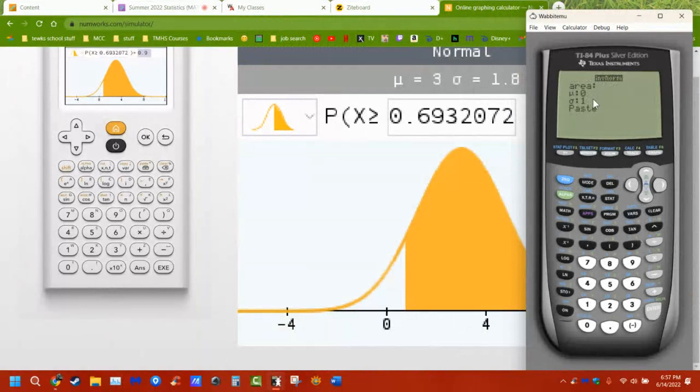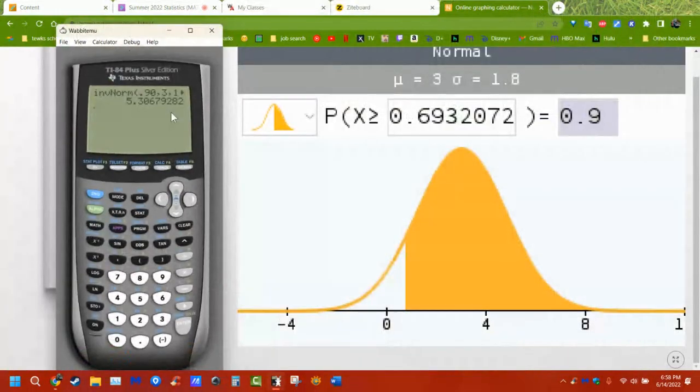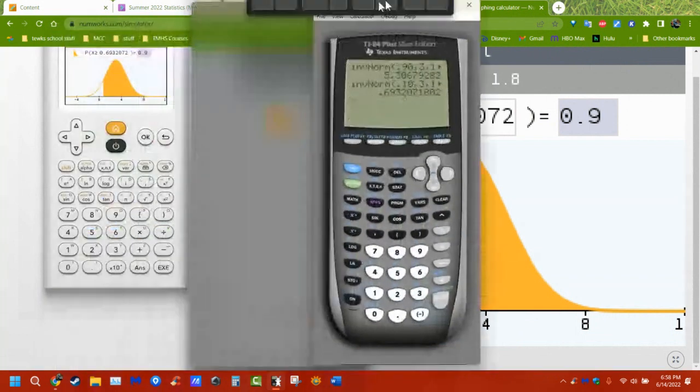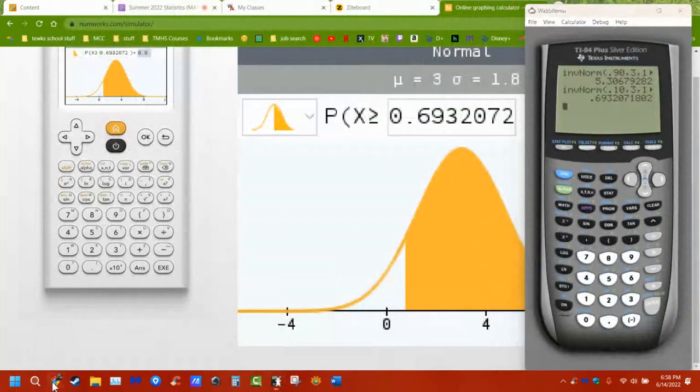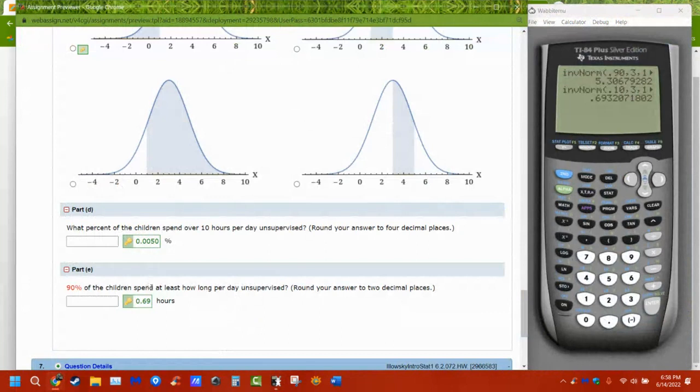It only does less than. So if I did 0.90 here with a 3 and a 1.8, I'm going to get 5. The reason it's different is because this is saying 90% of the values are less than something, and that's not what we want. We want to find 90% of the values are greater than something. So we have to put in 1 minus that, which is going to be 10%. And that's how we get that value. So that's the one big difference with the calculators. If you are doing inverse norm and they say at least, you have to find the less than part because they're asking you for the greater than value.